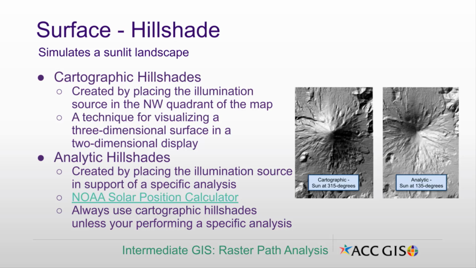And I've got a link right there for the NOAA solar position calculator that you can use to do that. Now, as a general rule, we always use cartographic hillshades unless we're performing a specific analysis where we want to place the sun in some other location besides the northwest corner of our hillshade.